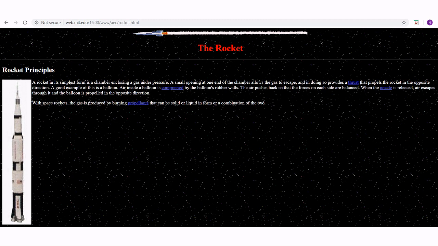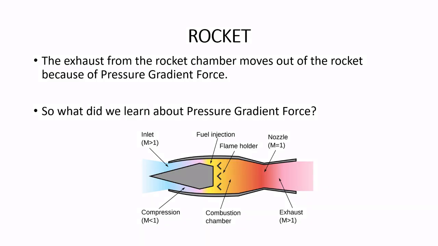According to MIT, a rocket in its simplest form is a chamber enclosing a gas under pressure. A small opening at one end of the chamber allows gas to escape. Pressurized gas escaping to low pressure sounds like pressure gradient force. The exhaust from the rocket chamber moves out of the rocket because of pressure gradient force.